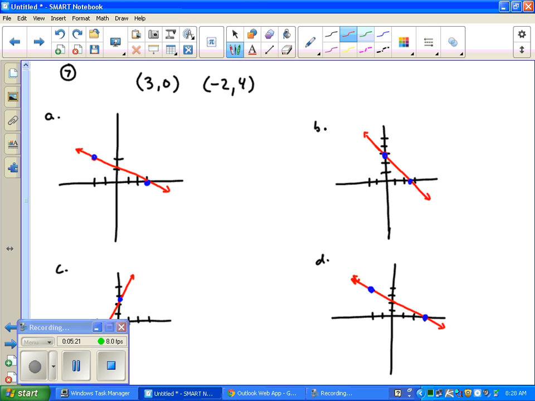Number 7 says, which one passes through these 2 points? Look at the points. This one passes through -2, +2. That's not what you're looking for. It says -2, +4. This one doesn't pass. It passes through 0, 3, not 3, 0. C passes through the wrong ones. I'm not going to show it because it's not necessary. D is the correct one. This point right here is -2, 4. This point over here is 3, 0. D is the correct one.